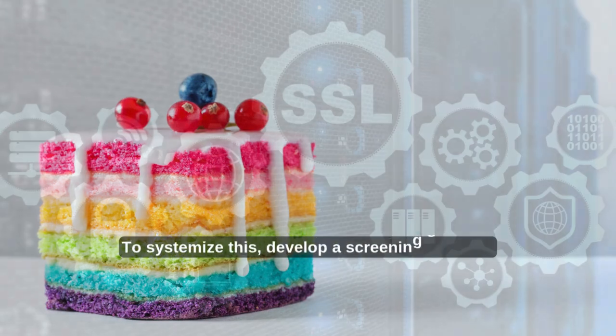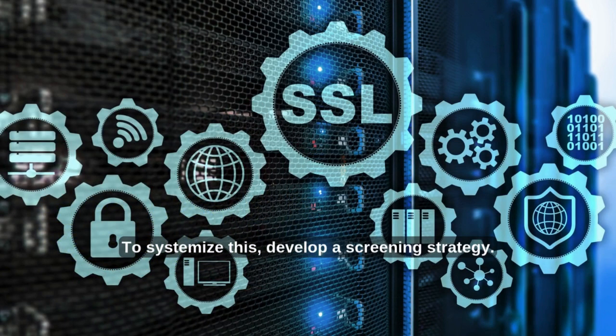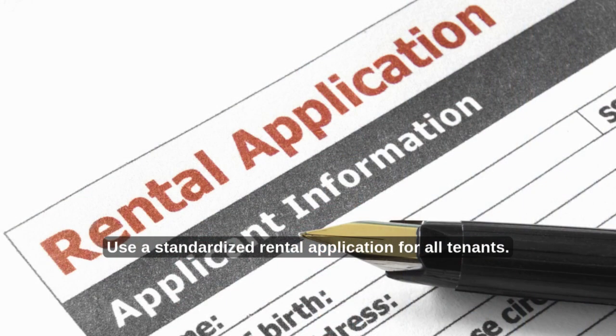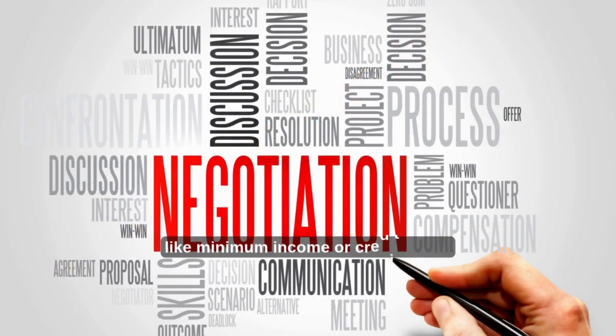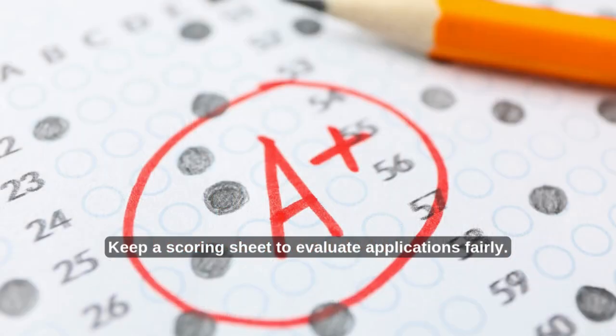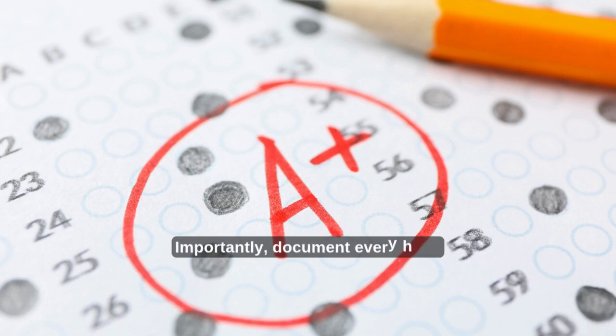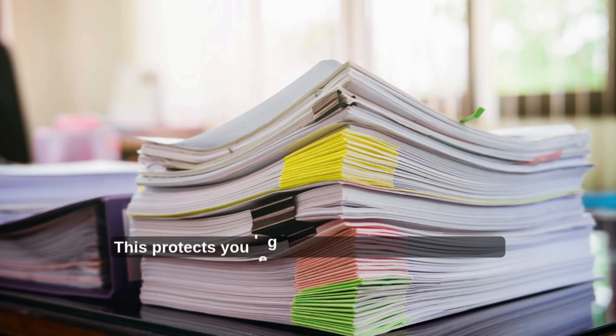To systemize this, develop a screening strategy. Use a standardized rental application for all tenants. Define your non-negotiables, like minimum income or credit score. Keep a scoring sheet to evaluate applications fairly. Importantly, document everything. This protects you legally and creates consistency.